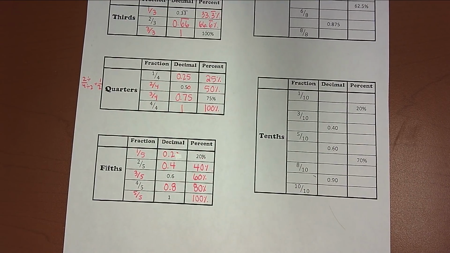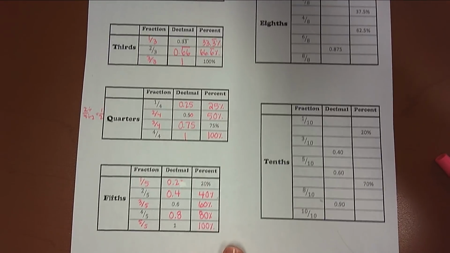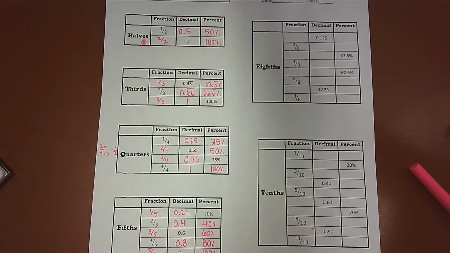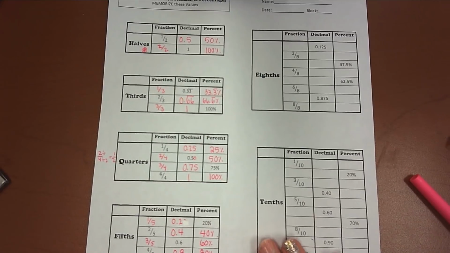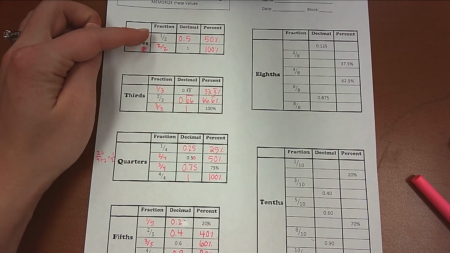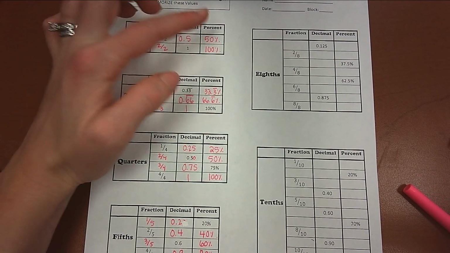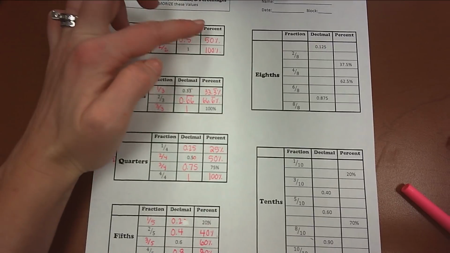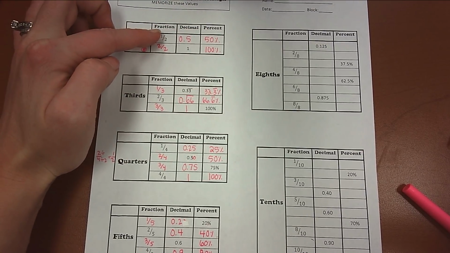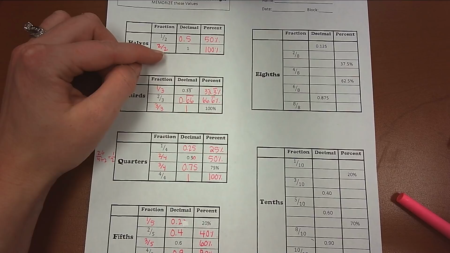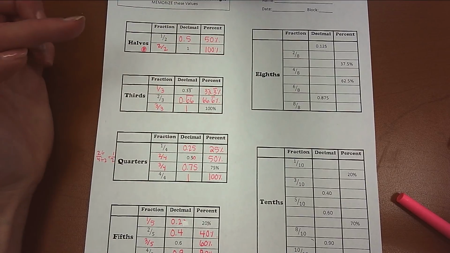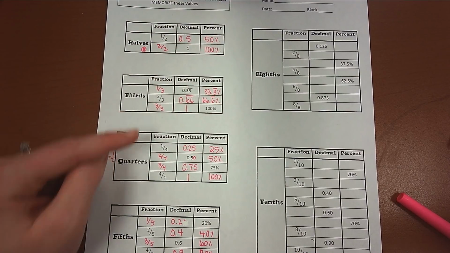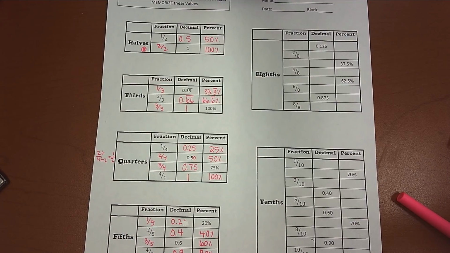So far we've done halves, thirds, quarters, and fifths. And for halves, we talked about just kind of knowing those and understanding that 5/10 is the same thing as 1/2, and 50% is the same thing as 1/2. And then we talked about 2 halves being 1 whole, which is 100%, and that's just like 3/3, 4/4, and 5/5. They're all 1 whole, which is 100%.